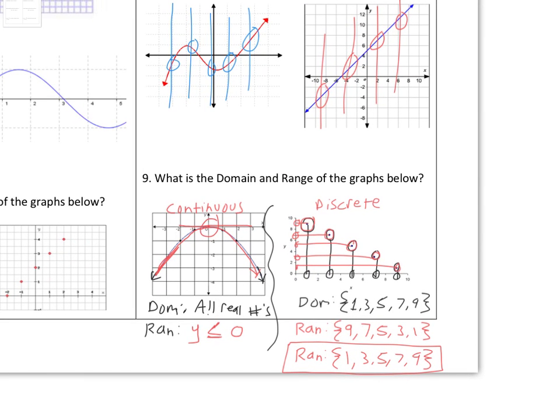If it's continuous and it keeps getting wider and wider, then it's going to be all real numbers for the domain. If it's a line, just a regular line, then it'll be all real numbers for the domain and the range. All right, that completes page 2.